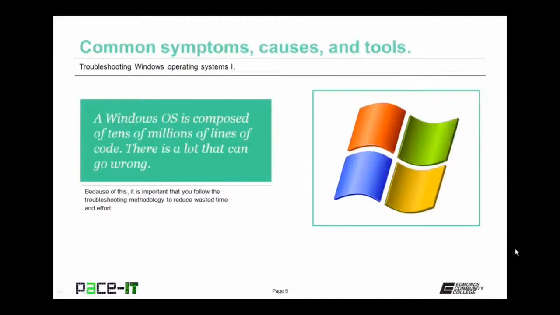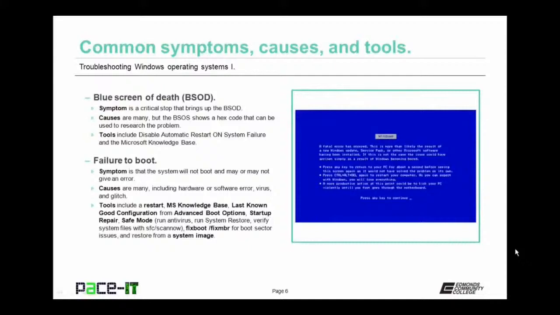So we need to begin by talking about the Windows operating system. It's composed of tens of millions of lines of code. That's a lot of complexity, and there's a lot that can go wrong. Because of this, it's important that you follow a troubleshooting methodology to reduce your wasted time and to reduce your effort level. So the first symptom that we're going to talk about is the BSOD, the blue screen of death.